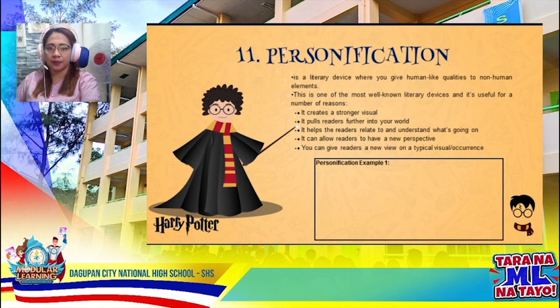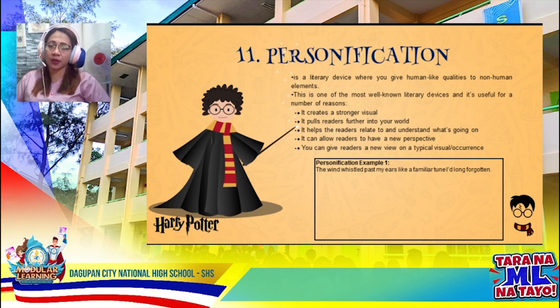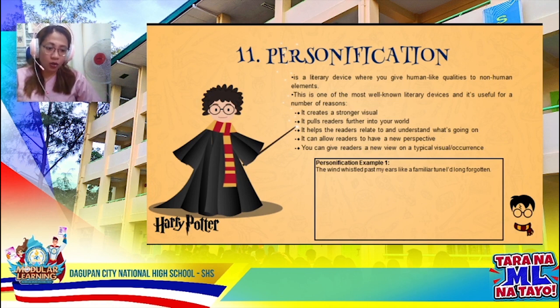An example of personification: the wind whistled past my ears like a familiar tune I'd long forgotten. This is personification because the wind cannot whistle, but whistling is something a human being can do. So when you say personification, you give the things that humans can do to things that cannot move. That's personification. You make them look as if they are a person.